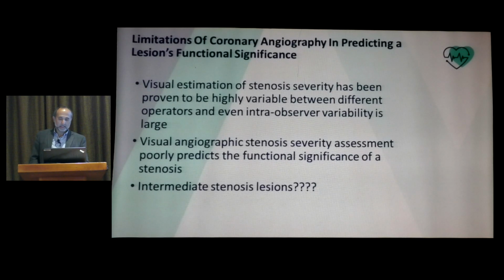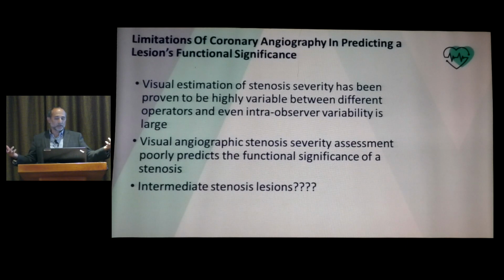But this is, in a lot of situations, not a correct way, because visual estimation is very variable. I can bring you an angio film and ask you to estimate the severity of a lesion. You can give me a number like 50 or 60%. And then I can bring the same film to you again the day after, and you will probably give a different number for that lesion.